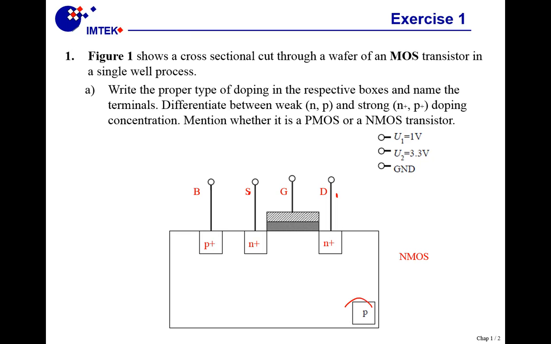If you have a P substrate, which is the case right now, and your source and your drain are both N-type, then it's very easy. We just take the N from here and put it in front of MOS, so we have an NMOS transistor. If we would have an N-type substrate, then of course we would have a P in both of these boxes, and then it would be a PMOS transistor.